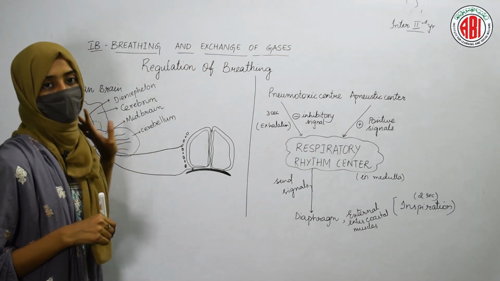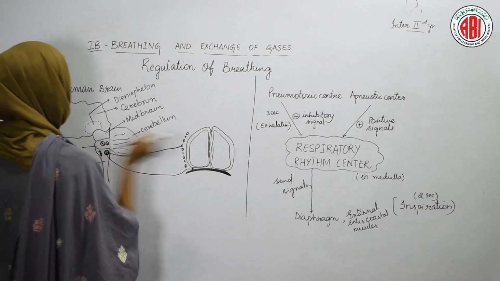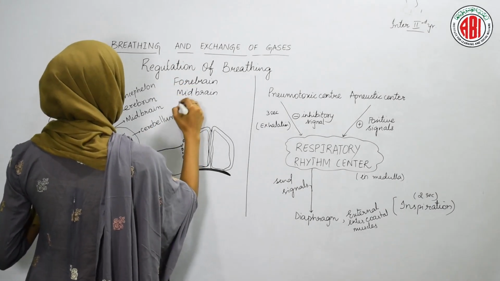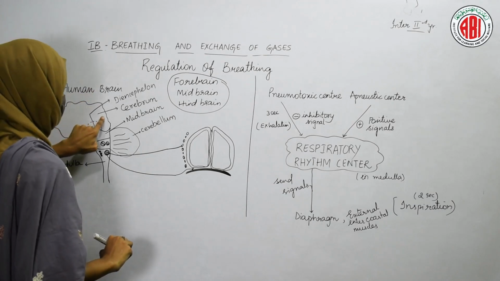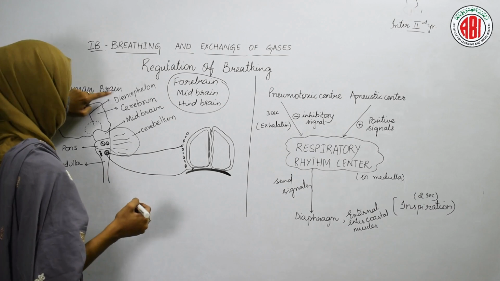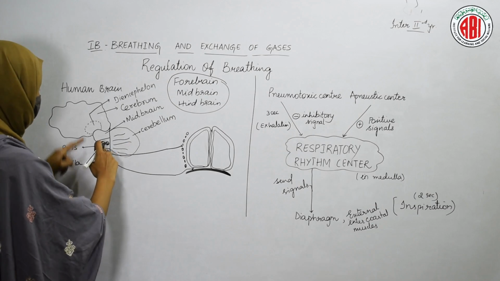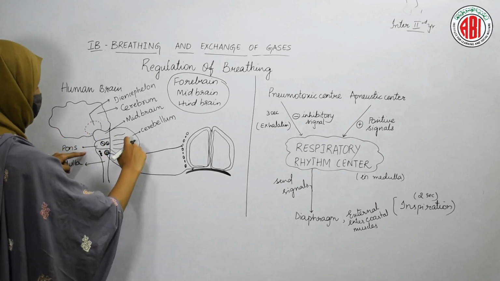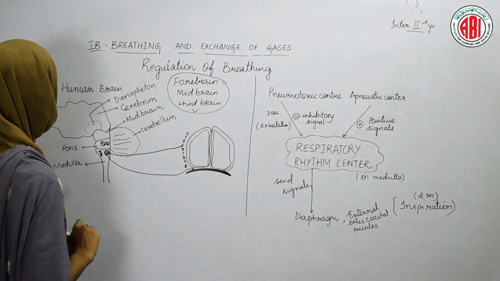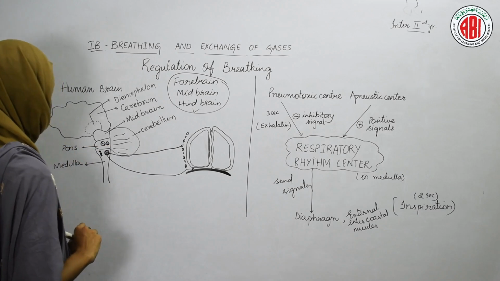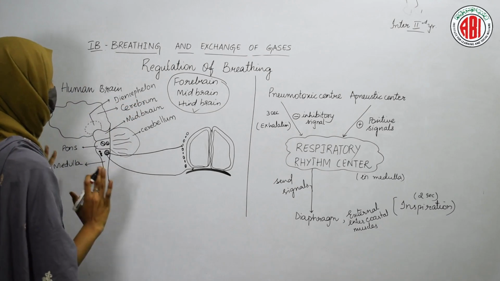Whenever we talk about the structure of a brain, we need to remember three parts: forebrain, midbrain and hindbrain. This part is called forebrain. Forebrain shows two main parts in it: one is cerebrum and the other is diencephalon. Midbrain is the middle portion of the brain, and this whole part of the brain can be termed hindbrain. In the hindbrain you can see three parts: cerebellum, pons and medulla. So, this is about the structure of a brain.